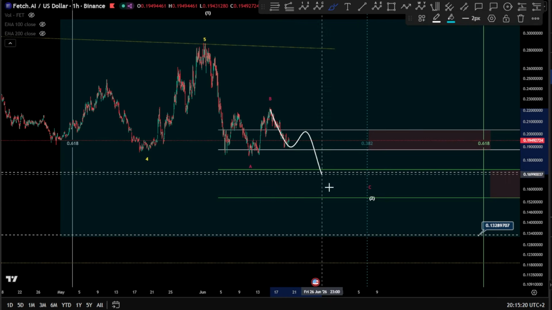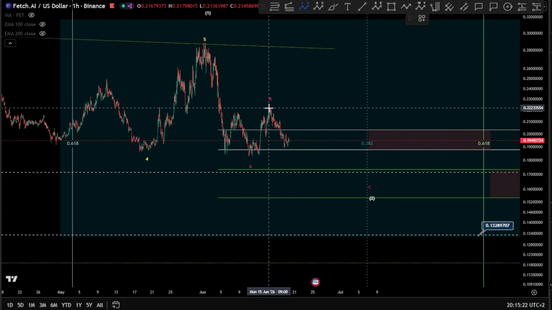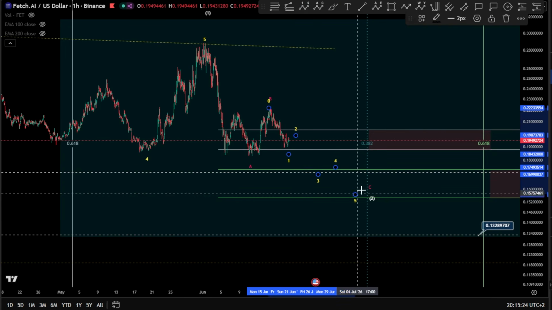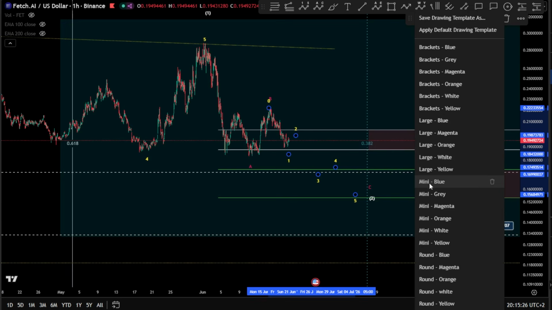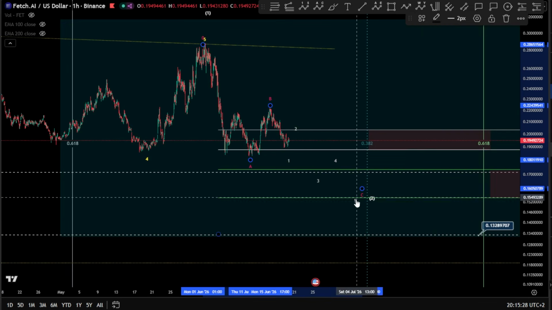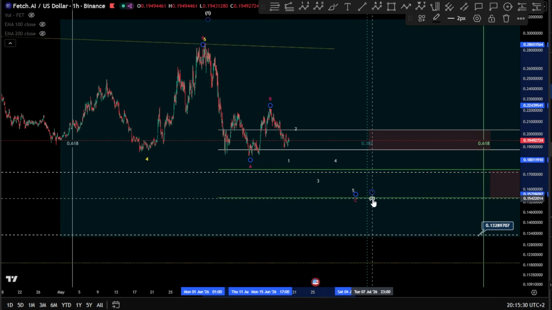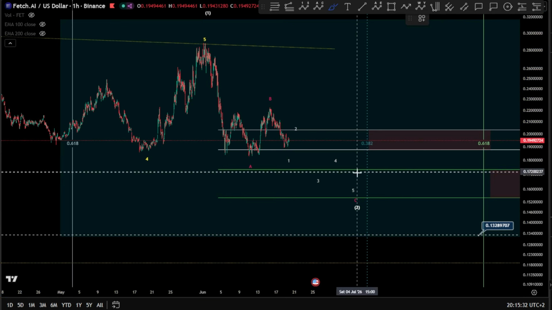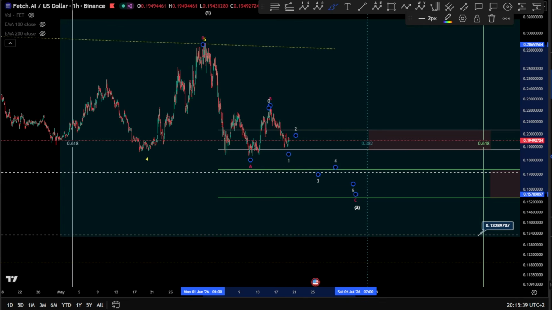The wave C is a 1, 2, 3, 4, 5. So we're looking also at an impulse towards the downside. It's very likely to be a zigzag, finishing, of course, this structure wave 2 to push toward the upside very soon after it, and see a bull run from there. So this is regarding FET.